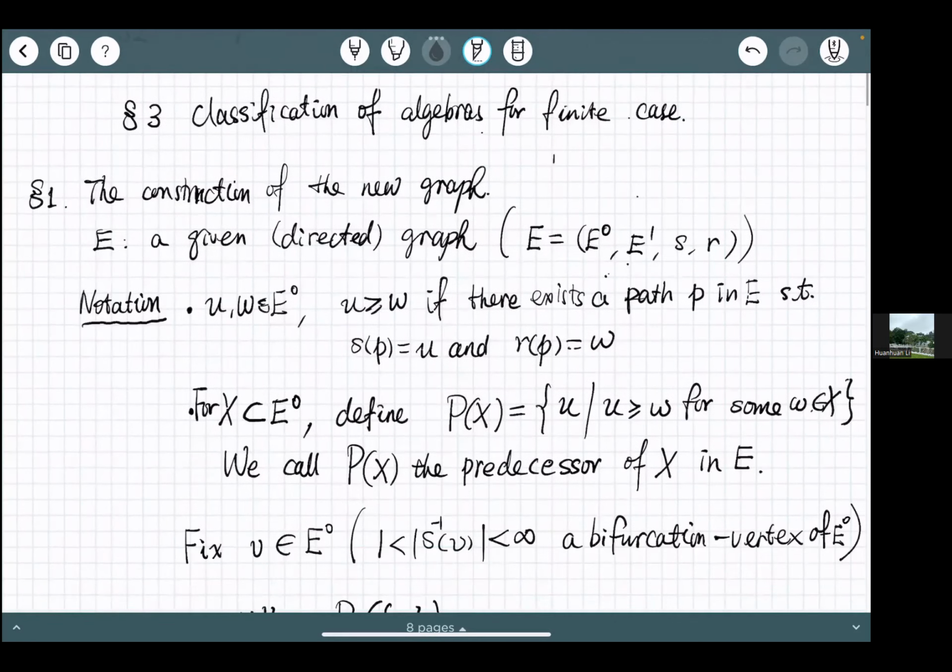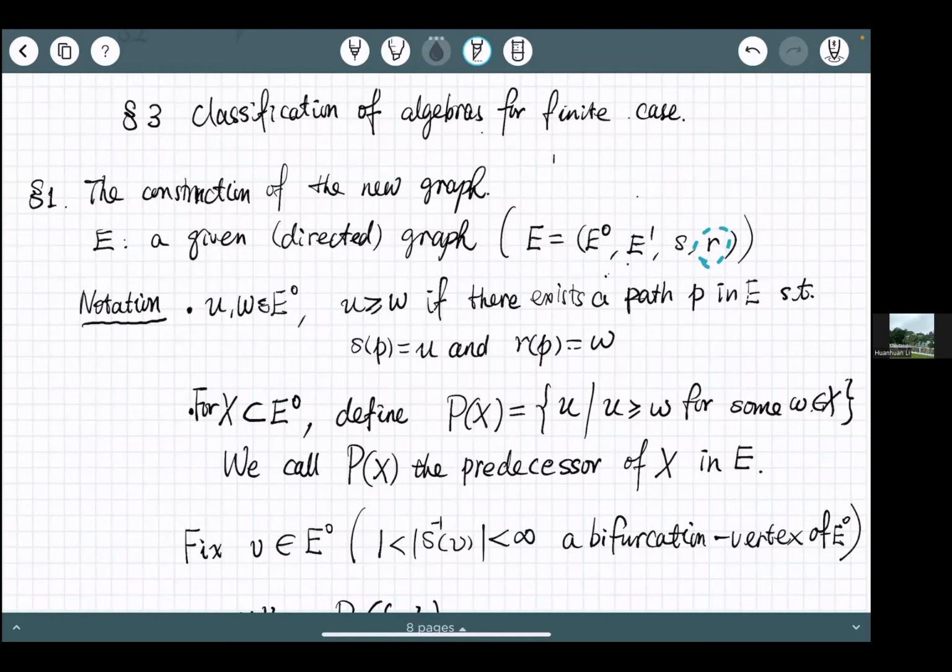Okay, so for E, in our situation, this is a given graph. It's not necessarily finite, so it's an arbitrary graph. And by a graph, we mean we have this data: two sets, E0 and E1. E0 is the vertex set, E1 is the edge set, and s and r are the source and range maps.